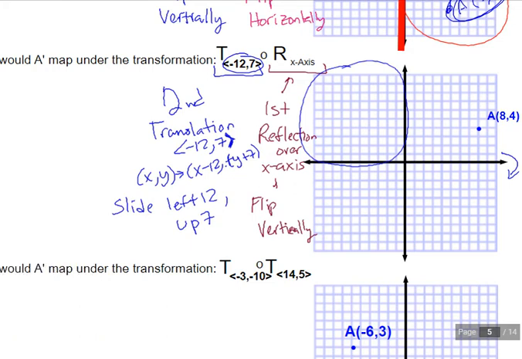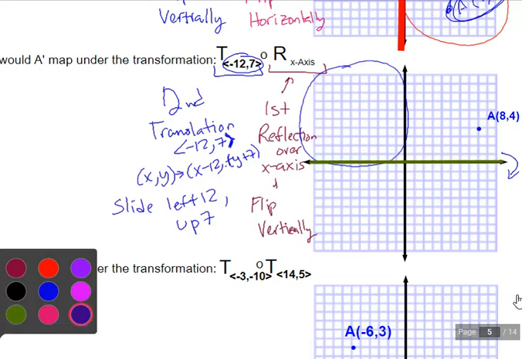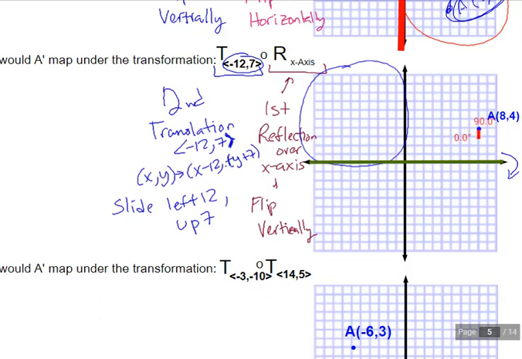Okay, that's going to be the x-axis, and so I'll fill that in green. To reflect this, we're going to go 1, 2, 3, 4 to the axis, and then 1, 2, 3, 4 away from the axis. So our A prime point should end up right here. That's the same x value, flipped y value, so that should be at 8, -4.